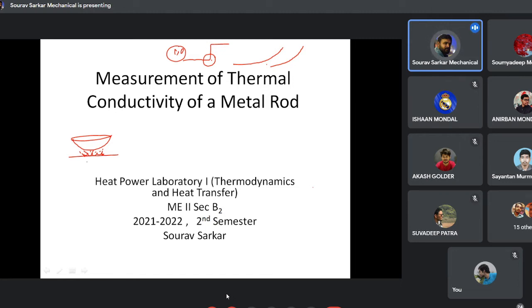Let's try to understand. I don't know, suppose this is the heat flux that you are applying. So basically you have an equation m c_p delta T.